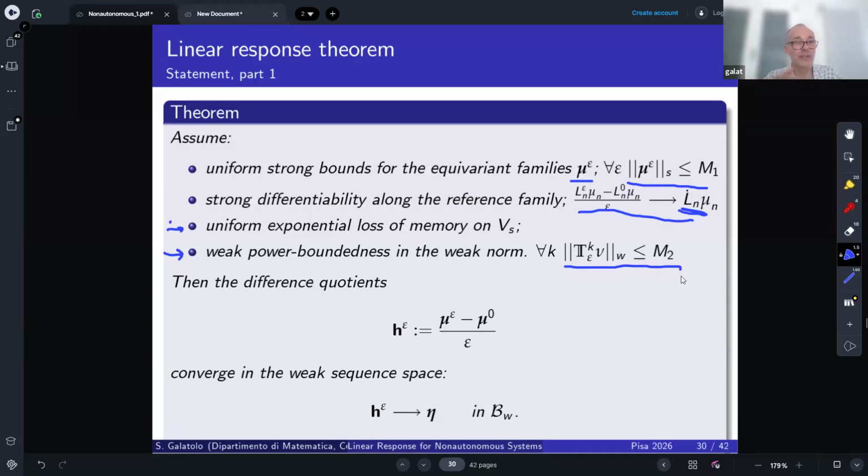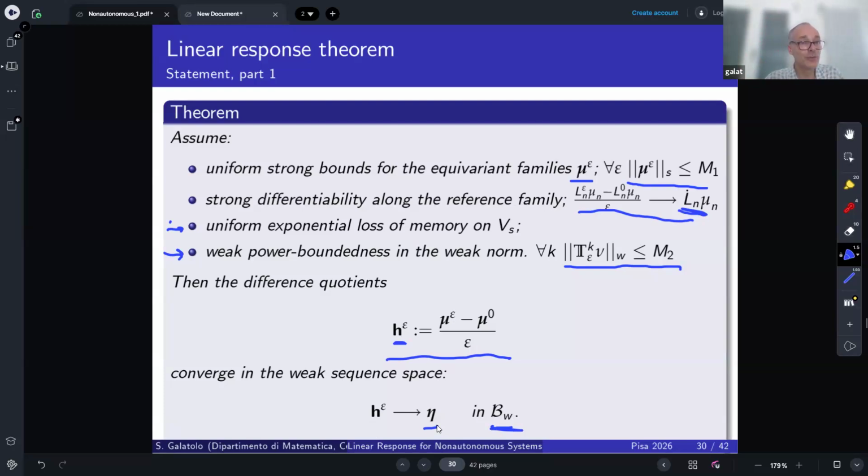So you can compose as much as you want with different operators. They will always be a contraction. The composition will be a contraction. So this is verified easily if the weak space is L1. Under this assumption, you can prove that there is a linear response for the non-autonomous system for the equivariant family, meaning that this family of incremental ratios converges to something in the weak topology. So if, for example, you start with Sobolev spaces, then the convergence here is maybe in L1.